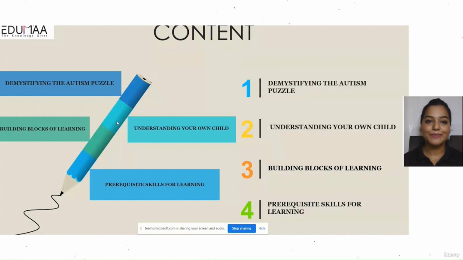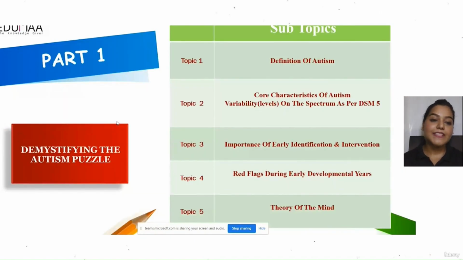So let's begin. Part 1 is demystifying the autism puzzle for you. In this, we have 5 subtopics. Topic 1 is the definition of autism. What exactly is autism? We'll be covering that here. Then topic 2 is core characteristics of autism, variability or levels on the spectrum as per DSM-5, that is Diagnostic and Statistical Manual, 5th edition.